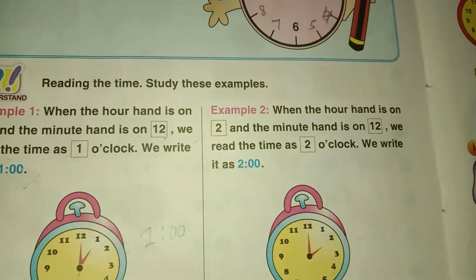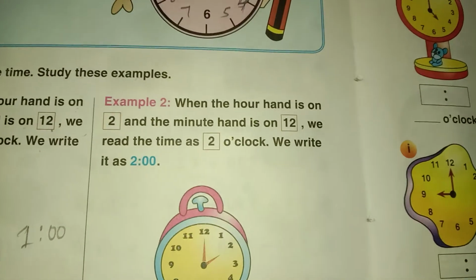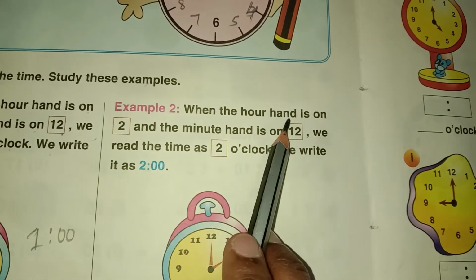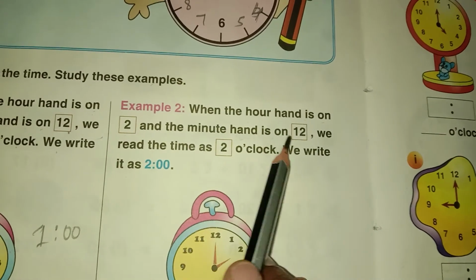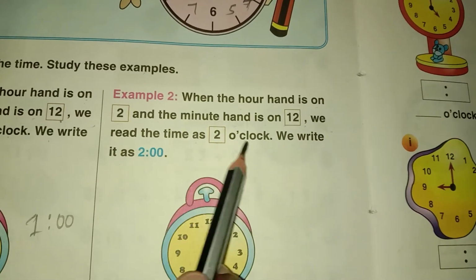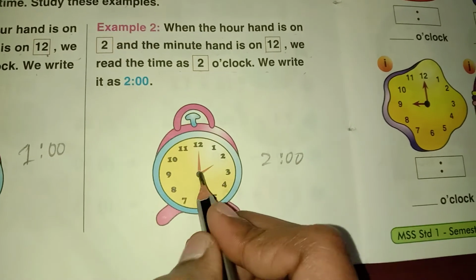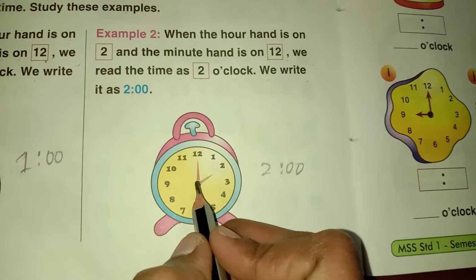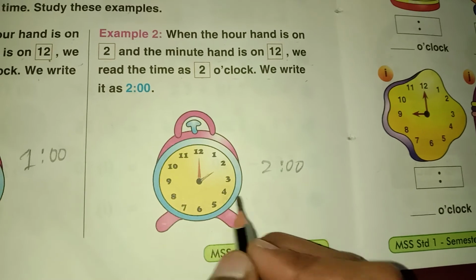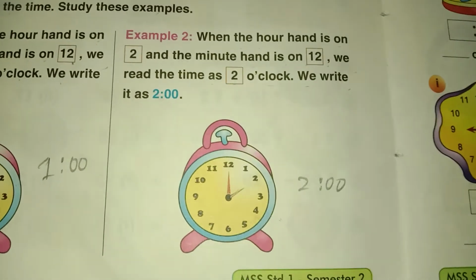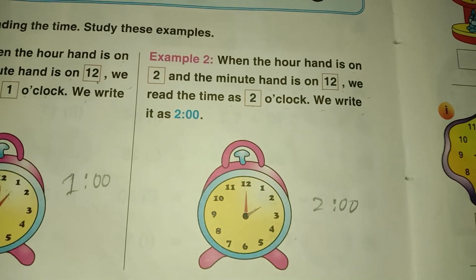Okay. Next, here also it is the same. When the hour hand is on 2 and the minute hand is on 12, we read the time as 2 o'clock. We write it as 2. Hour hand showing 2, minute hand showing 12, it means 2 o'clock. In the next class, we will continue with the same topic. Thank you.